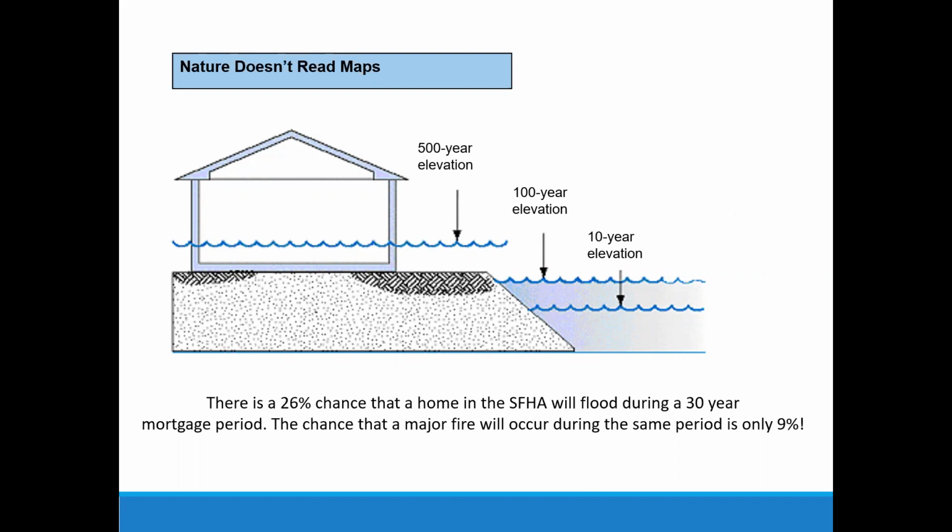So again, houses with basements are not a good idea, even just outside of the floodplain, because you're very close to the floodplain. So any larger flood could cause damage to your basement, even though it's a legal development outside of that area. There's a 26% chance that a home in the special flood hazard area would flood during a 30-year mortgage period. The chance that a major fire will occur in the same period is only 9%.